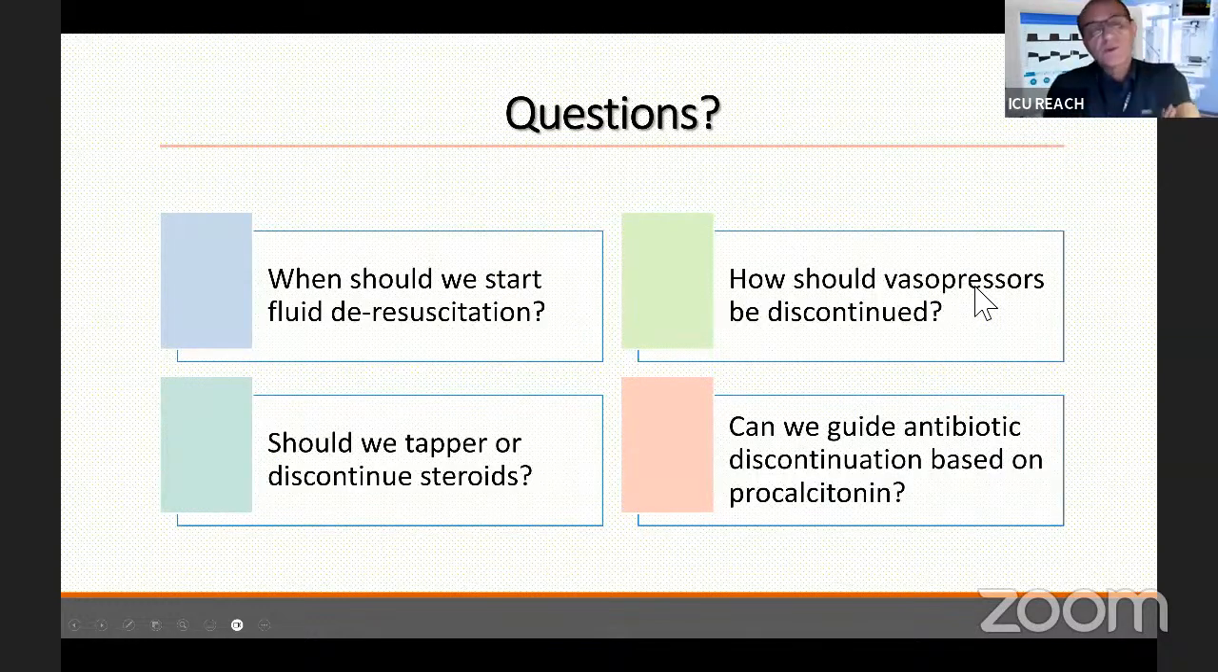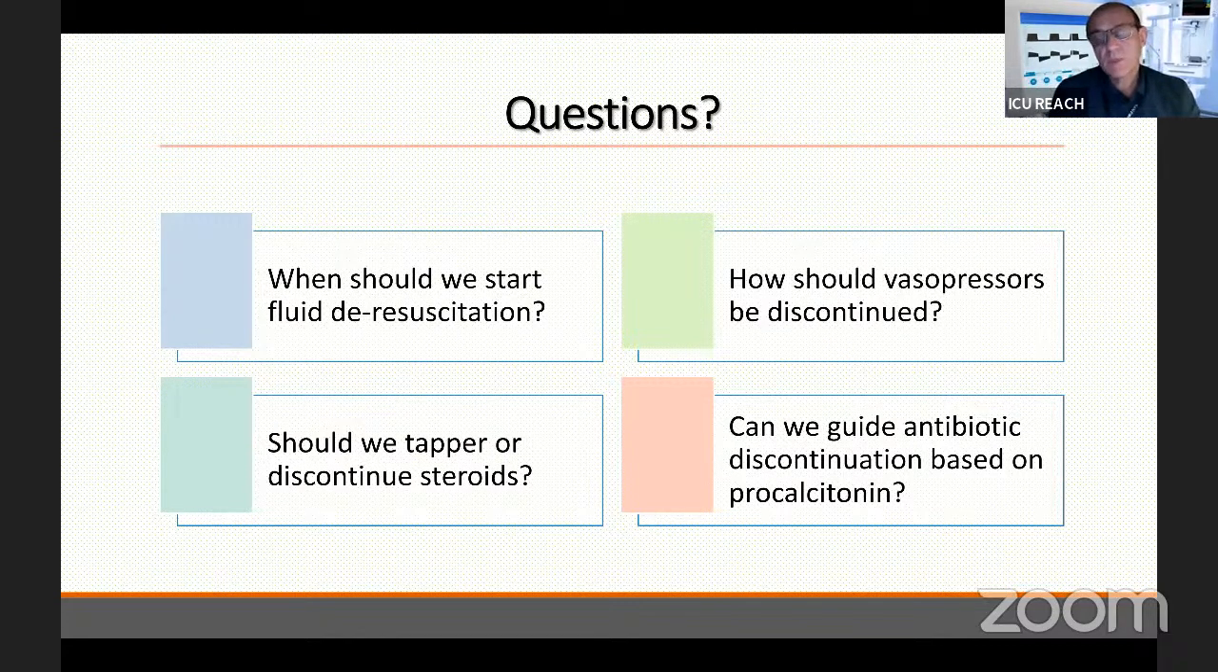So the questions that we're going to try to answer would be, number one, when should we start fluid de-resuscitation? Number two, how should vasopressors be discontinued? Number three, should we taper or discontinue steroids? And number four, can we guide antibiotic discontinuation based on procalcitonin?